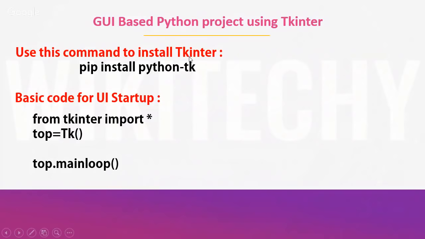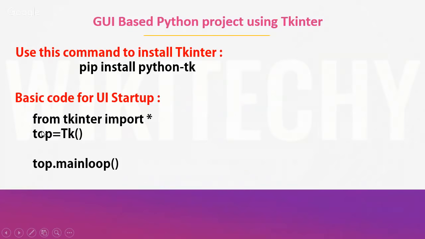Once your tkinter is ready, we are going to write the basic UI code. For the basic UI code, you need to have libraries imported. This is the one: from tkinter import star. This is the library which you need to import in your Python setup. Afterwards you need to create an object for your program. Top is equal to Tk(). This is your class, and for that you need to create an object. So many people ask me a question: do we need to use top, sir? Can we have anything?